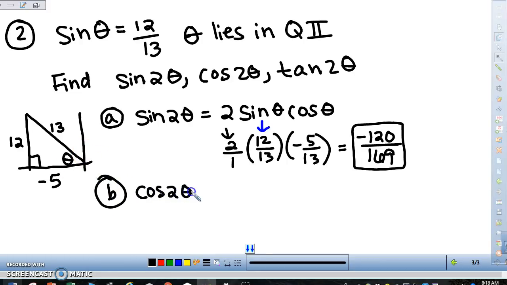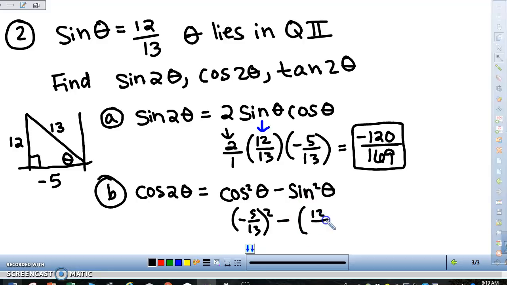Okay, for the double angle formula for cosine. So what's nice here is you can actually use any one of those 3 versions that were given. You're going to get the same result every time because they are equivalent. Let's just start with cosine squared minus sine squared as the original. So again, the cosine of theta is -5/13. The sine of theta is 12/13. So we'll plug those in.